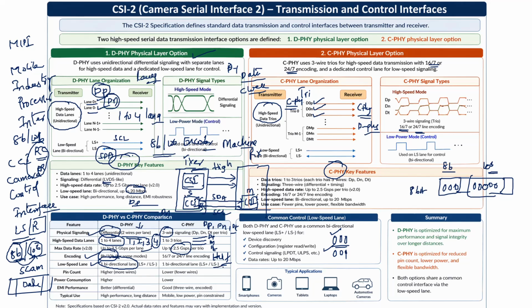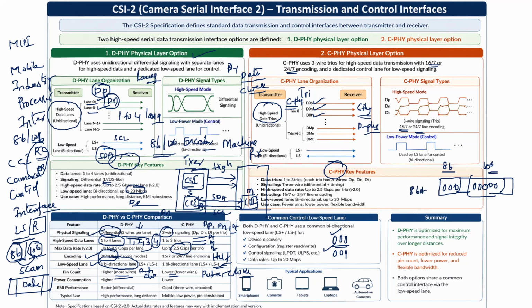We are controlling the data. In the CSI part, how much data is transmitting will be controlled by these low speed lanes. And then pin counts: here in the D-PHY layer more pins are used, and the C-PHY lane has fewer pins, because here data and clock will be transmitted combined, embedded data and clock. Here the data lane is different and the clock lane is different, so that's why.